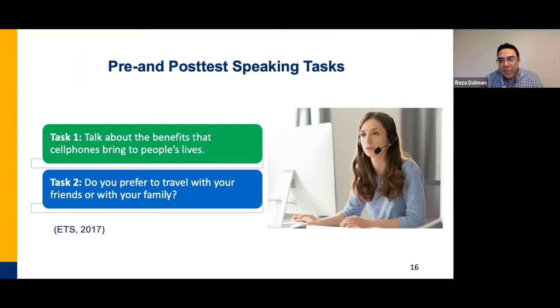Two spontaneous speaking tasks were used in the pre and post test to collect speech samples from the L2 learners in this study. Both of these speaking tasks were adapted from the independent speaking task of TOEFL iBT test practice materials. The first task asked the learners to talk about the benefits that cell phones brought to people's lives. And the second task asked them to explain whether they prefer to travel with their friends or with their family.